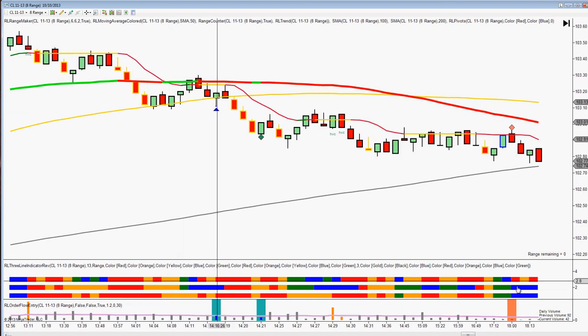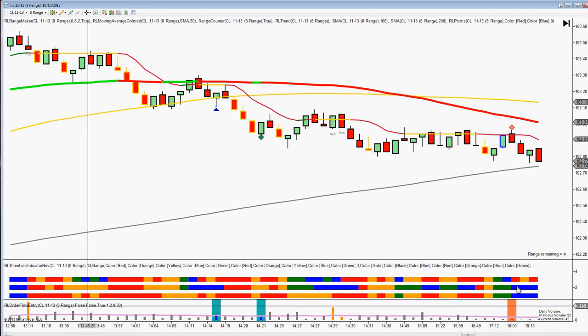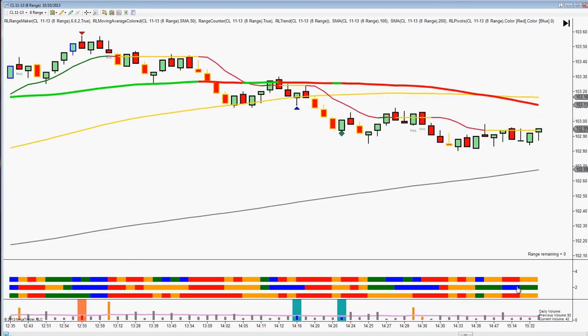Now, the top line of our 3-line assesses order flow direction. Our order flow entry indicator assesses order flow asymmetry. Now, here's the difference between order flow direction and order flow asymmetry.